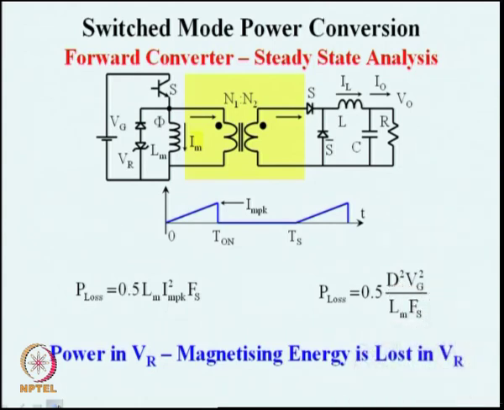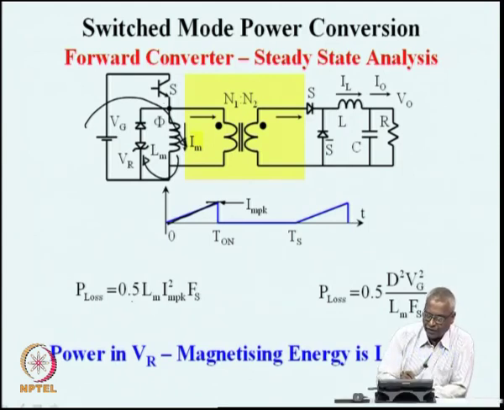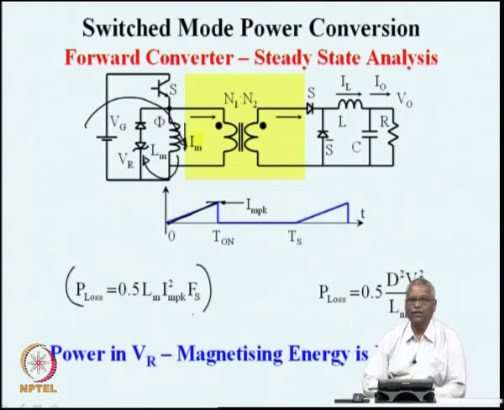And then the loss in the power converter also can be found out, because every time the switch is turning on, a certain amount of energy transfers from the source to the inductor, from here to this point. But then during the off period, this energy is completely transferred to VR or the Zener diode, and whatever energy was first built up, 0.5 Lm Im peak square, multiplied by switching frequency. This is the total energy that has been taken from the source every cycle.